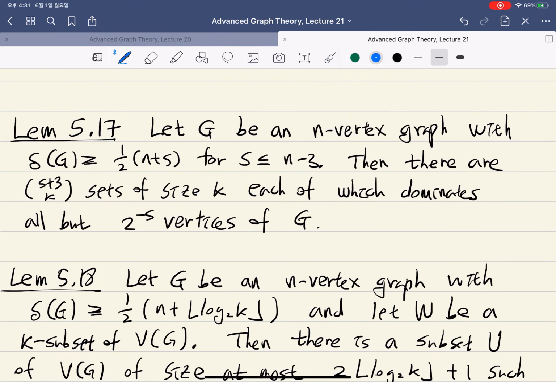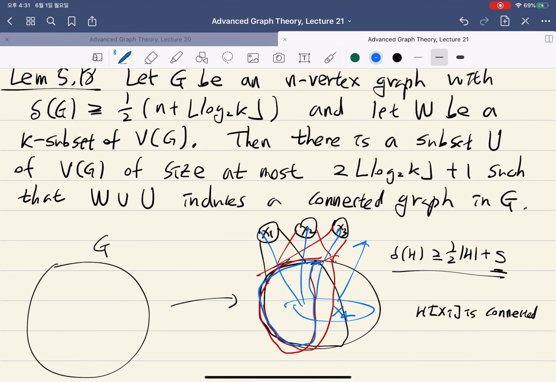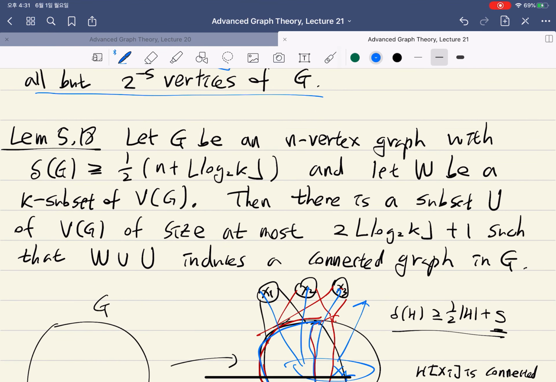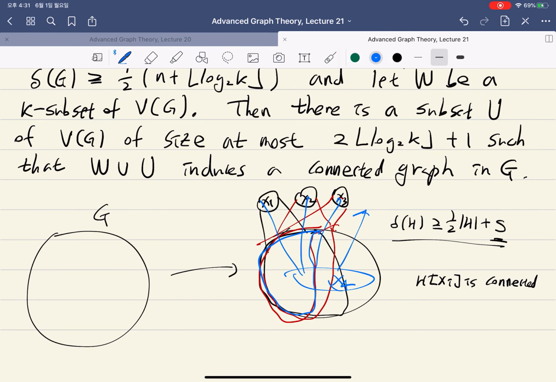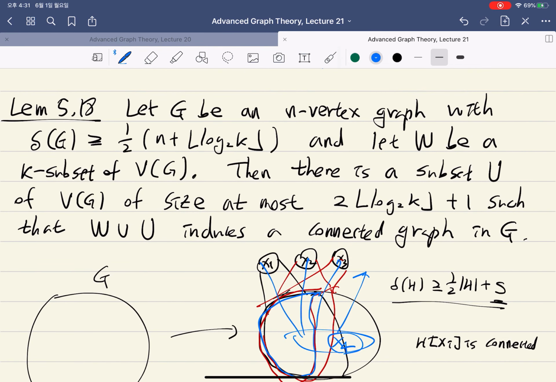So one is that we can always find many sets of fixed size which dominate, meaning they have neighbors in many vertices of the remaining part of the graph. And we also need to make sure that each xi is connected, which can be done by this lemma: when W is a certain set, we can always add a few more vertices so that together they induce a connected graph in G.